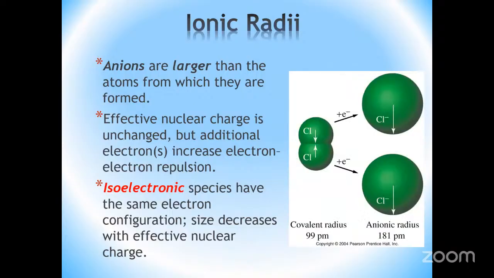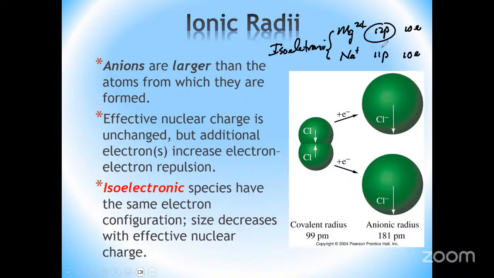So let's say, for example, you compare magnesium 2+ to sodium plus, all right? Magnesium 2+ has 12 protons and 10 electrons, right? Sodium has 11 protons and the same number of electrons, 10 electrons. So therefore, these are isoelectronic because they have the same number of electrons.